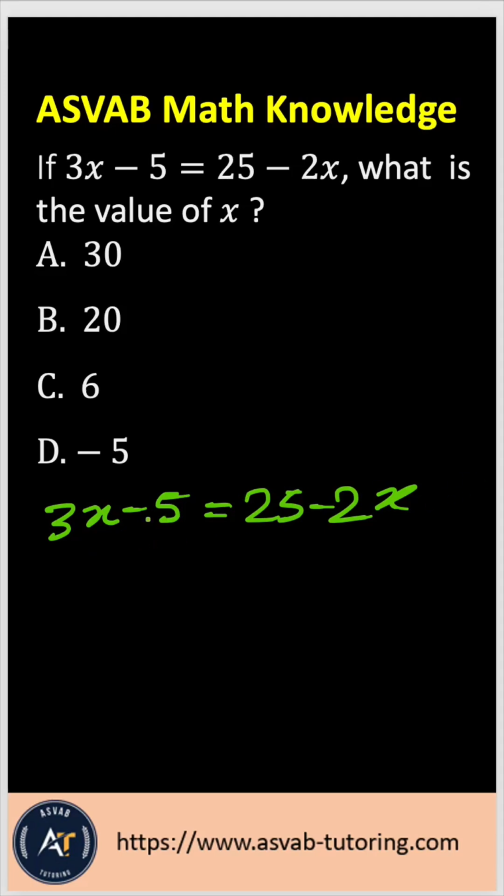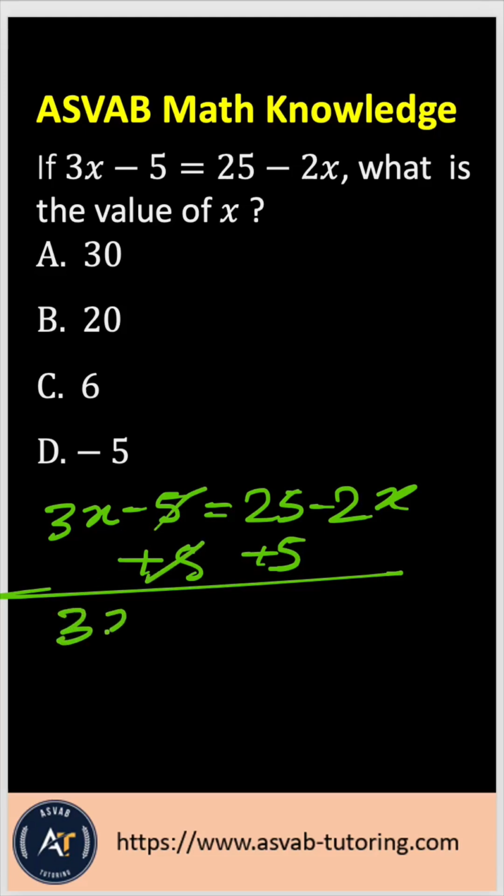So in order to do that, I have to eliminate this 5. You have negative 5 in here, right? So you have to add 5 to both sides. Let's do that. So what do we have now? I have 3x equals 30 minus 2x. So in order to eliminate this 2x from the right side, what do you have to do? Same thing, you have to do the opposite operation. So add 2x to both sides.